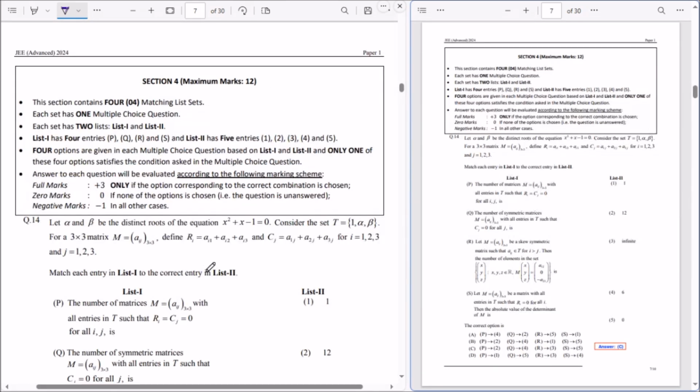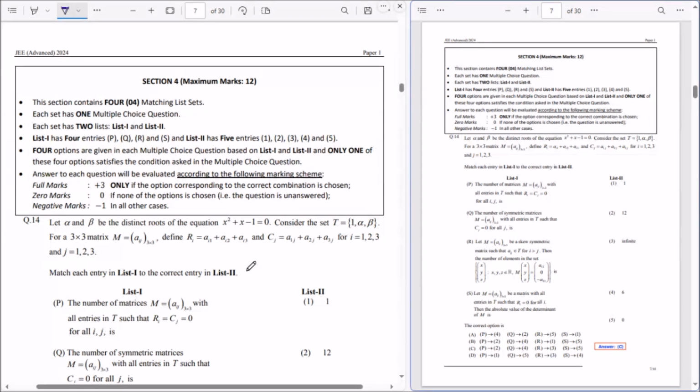Dear students, section 4 carries 12 marks. This section contains 4 matching list sets. Each set has one multiple choice question and each set has two lists, that is list 1 and list 2. You have to match the following. List 1 has 4 entries P, Q, R, S and list 2 has 5 entries 1, 2, 3, 4 and 5. 4 options are given in each multiple choice question based on list 1 and list 2, and only one of these 4 options satisfies the condition asked in the multiple choice question.